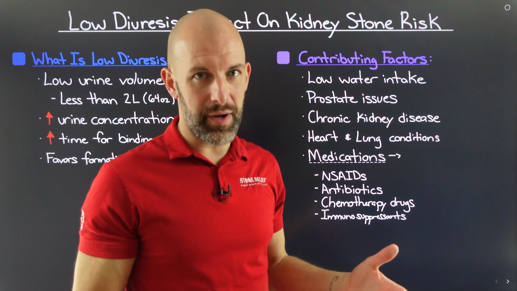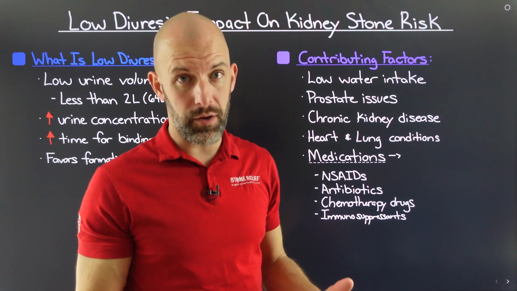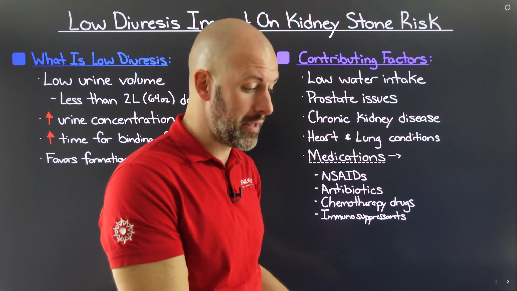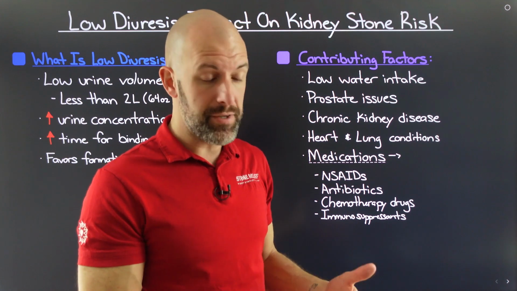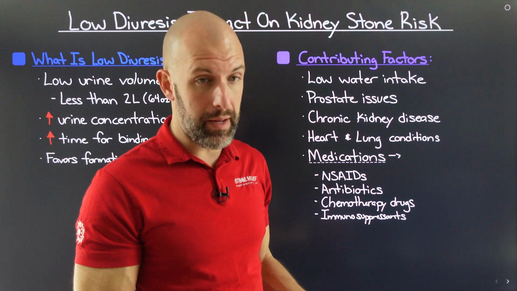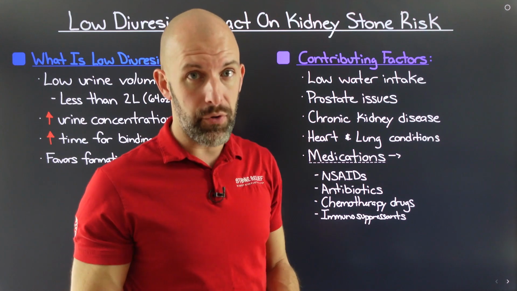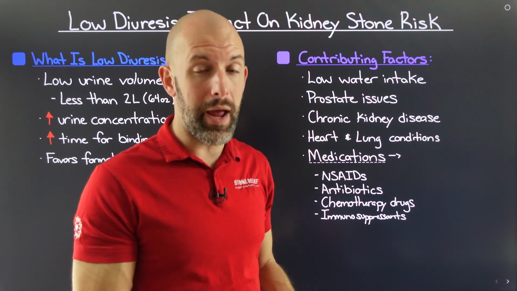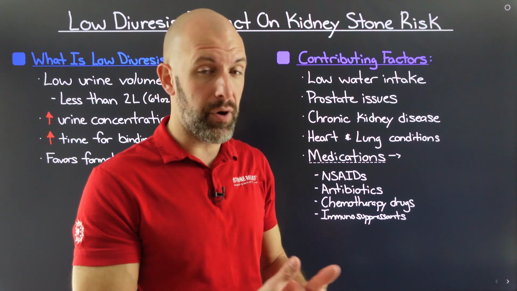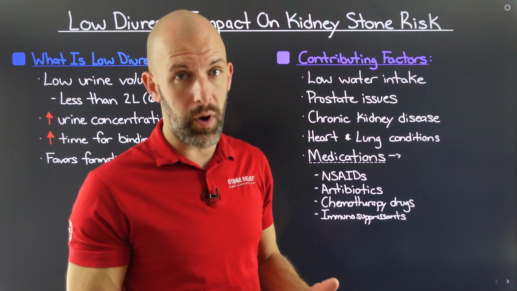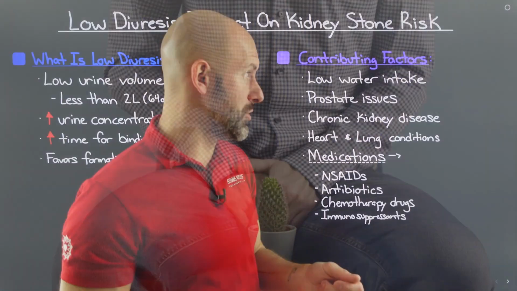Prostate issues are another big one. If you have a situation with your prostate, maybe your prostate's enlarged and you're not passing urine as frequently or at the same velocity as you would have in the past, this is also a situation where you're going to be impacted by low diuresis, because urine is not flowing through your system as quickly as it normally would, which leads to higher concentration levels of particles, just like it would if you're not drinking enough water. So understanding issues with your prostate could also potentially be leading to this situation.